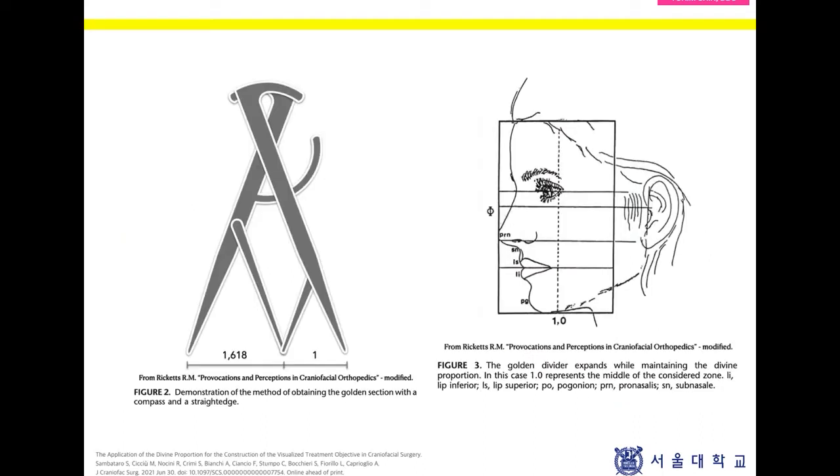The golden divider, proposed by Ricketts in 1981, is a useful device for clinical application of the golden section. The left figure may be used for teeth, skeleton, soft tissue, faces, morphological, and cephalometric analysis. Upon widening the divider, a short side and a longer one can be proportionally measured as the divider is extended.